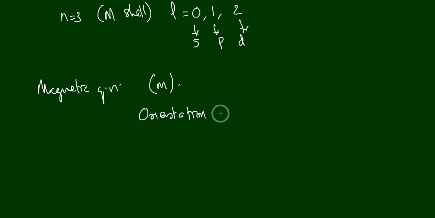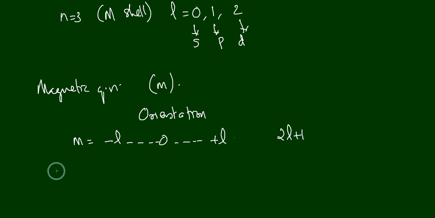We can check what the possible values of M are. The possible values of M are from minus L through 0 to plus L. These are the possible values of M. So how many values are possible for M? 0 is possible, so there is one value. After 0 there are L values possible, and before 0 there are L values possible. So totally there are 2L plus 1 values possible. So the maximum number of M values is 2L plus 1.